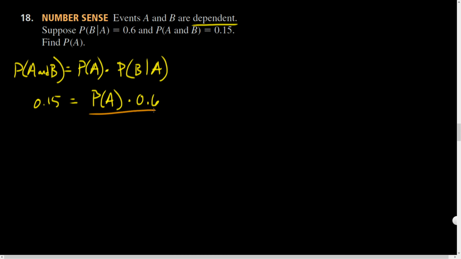So it's currently being multiplied by 0.6, so I would divide both sides by 0.6. And so I'm going to get probability of A equals 0.15 divided by 0.6. I get 25%. Boom. Got him.